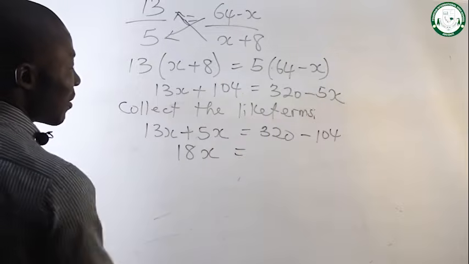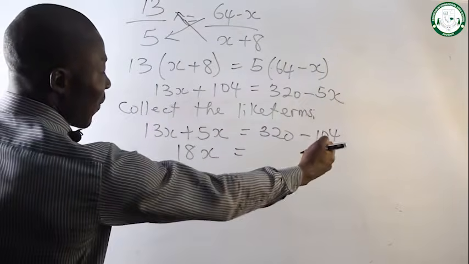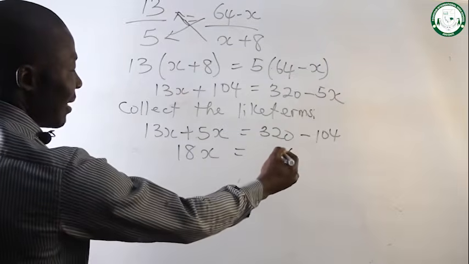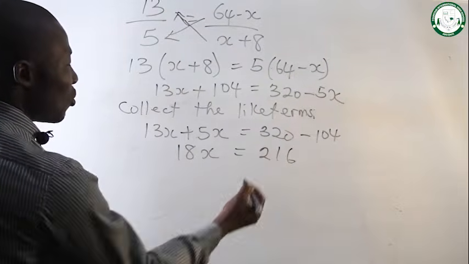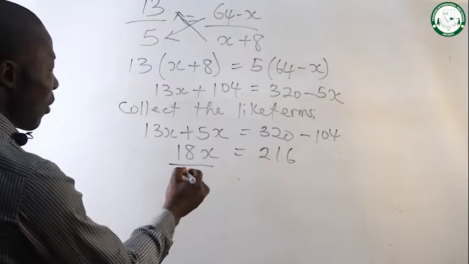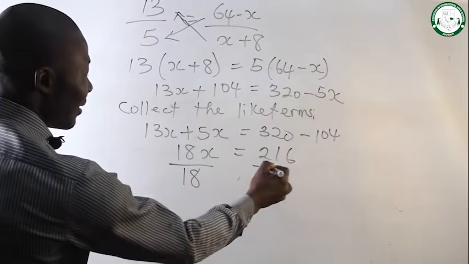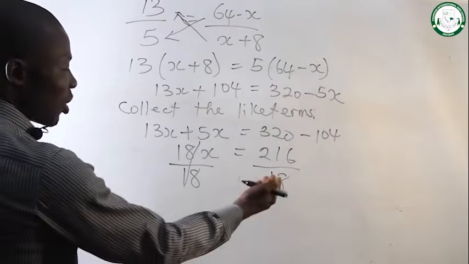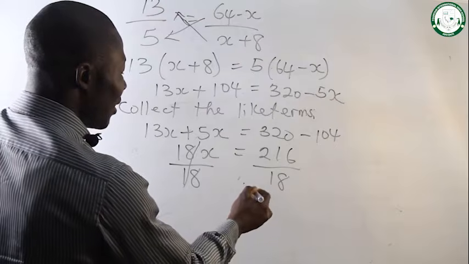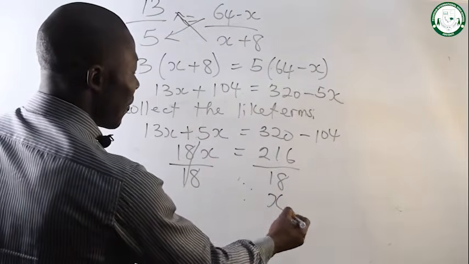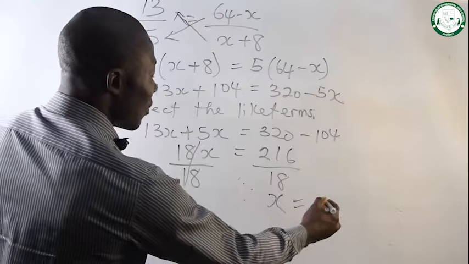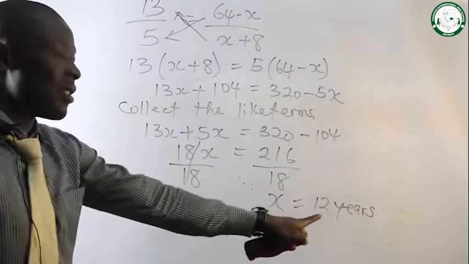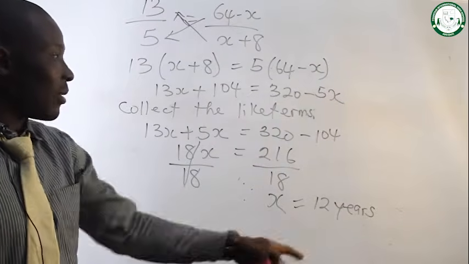18x will give us 320 minus 104, which is 216. Let's divide by the coefficient of x, which is 18. This one divided by 18, this one will go. We divide this to the lowest terms. Therefore, x will give us 12 years. This is the real age of the son.